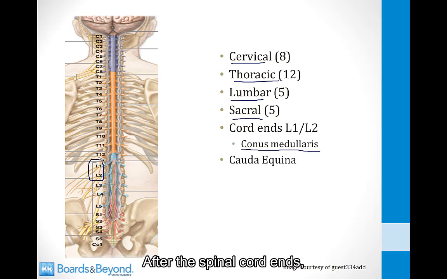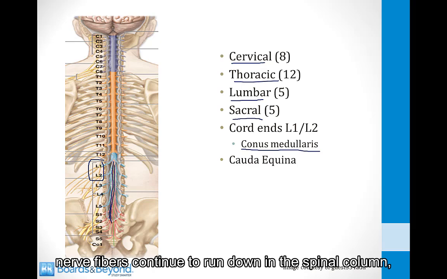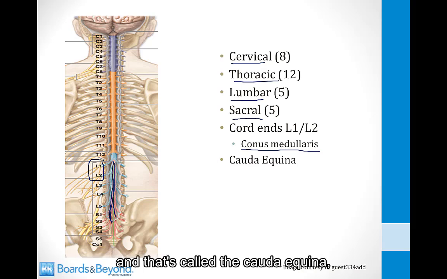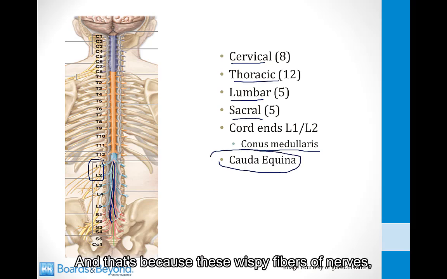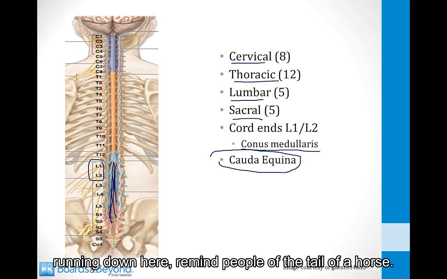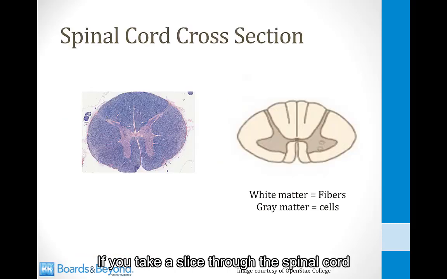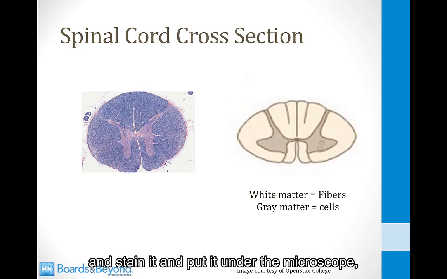After the spinal cord ends, nerve fibers continue to run down in the spinal column, and that's called the cauda equina, which means horse's tail, because these wispy fibers of nerves running down here remind people of the tail of a horse.